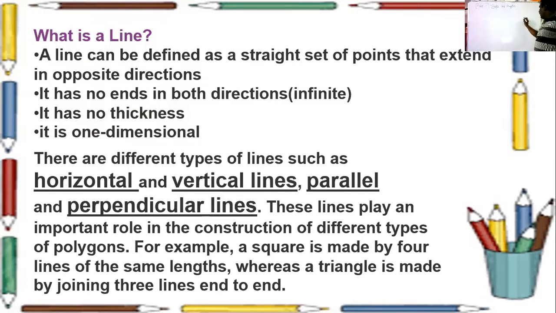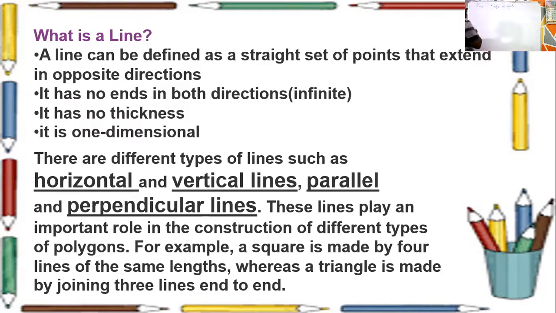A line you can extend in any way. A line has no width, no thickness. It has only length. When you have only one unit to explain, it is called one dimension. There are different types of lines we will discuss in our syllabus.